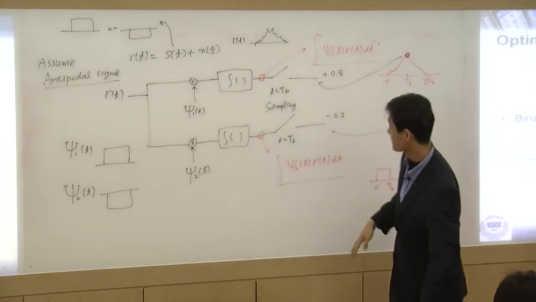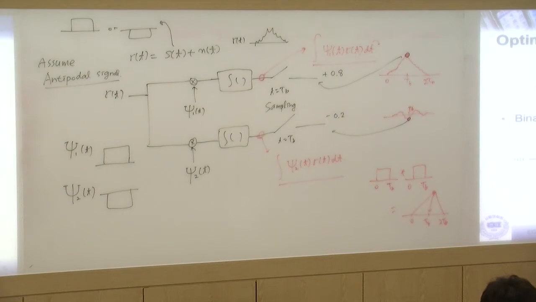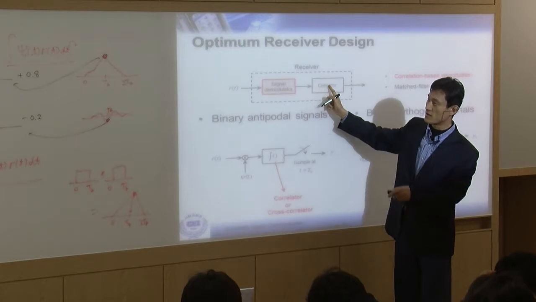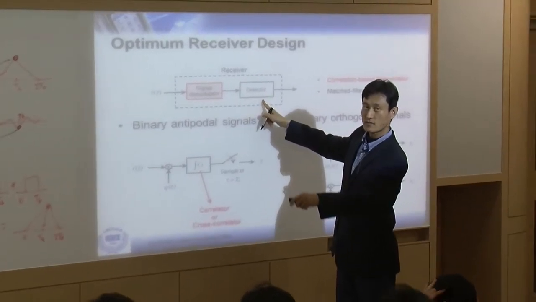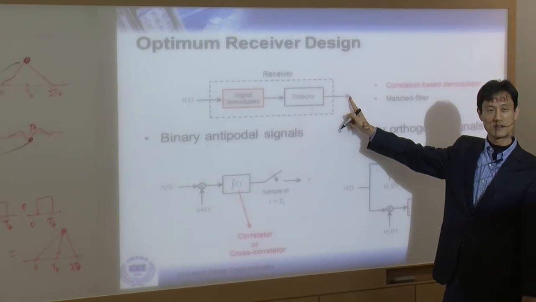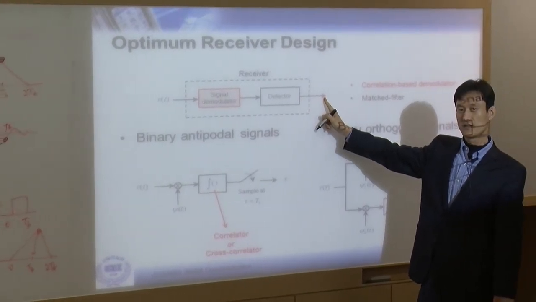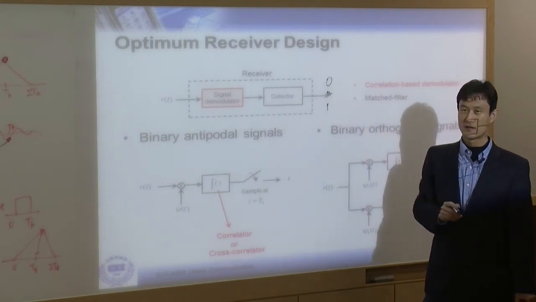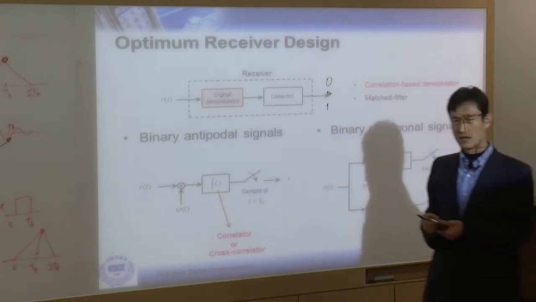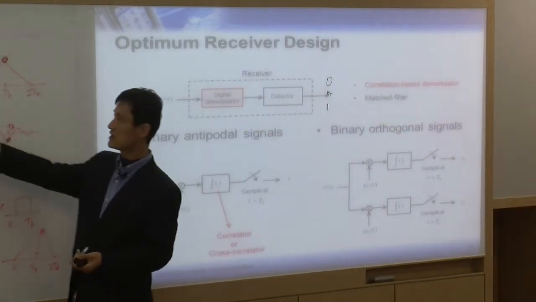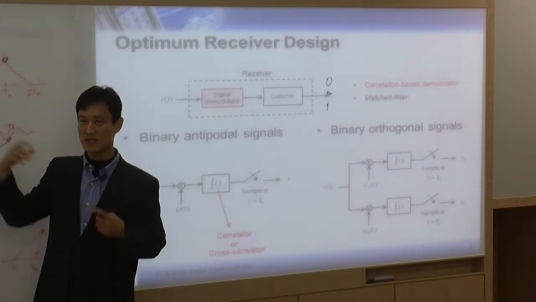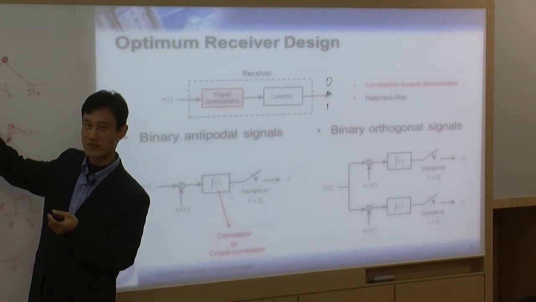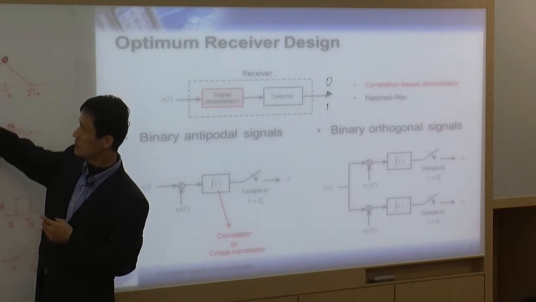So what does that mean? Eventually, the input to the detector is going to be these two values. What's going to be the output of the detector? Eventually, the output is going to be 0 or 1. That's your final answer, right? So when you look at these two inside the detector, again, the rule is just pick the larger one. In this example, you're going to pick this one.